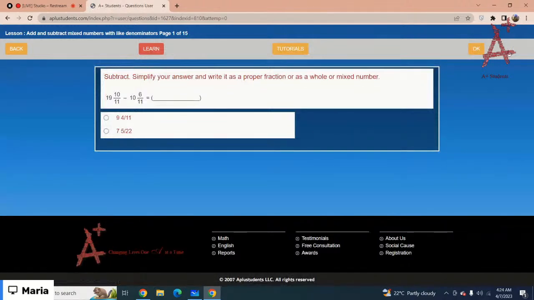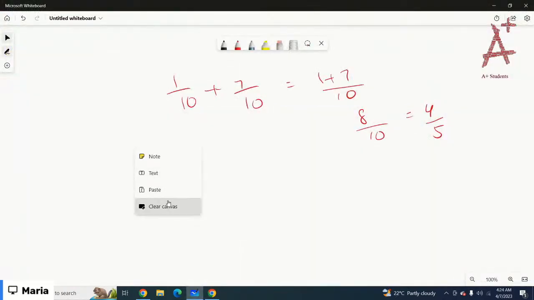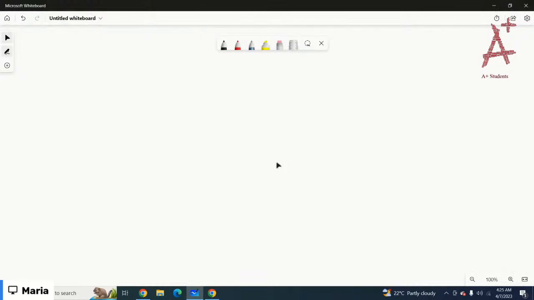Okay, the first one is 19 whole 10 over 11 minus 10 whole 6 over 11. Okay, let's see how do we subtract the mixed numbers without changing into.